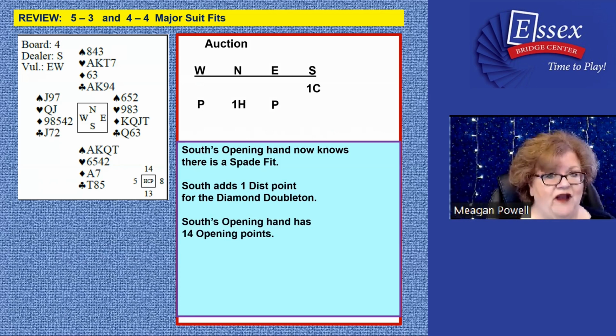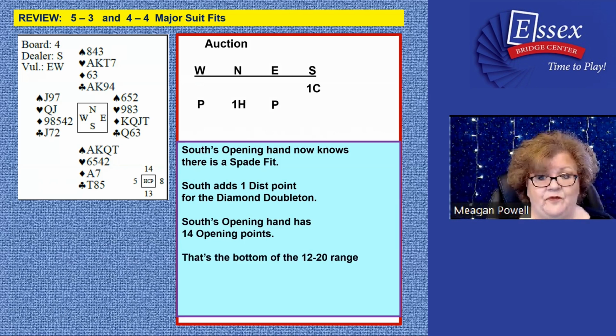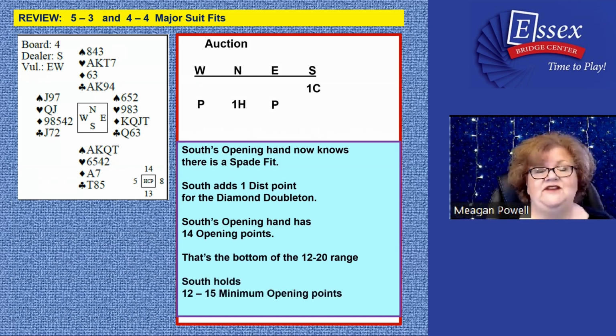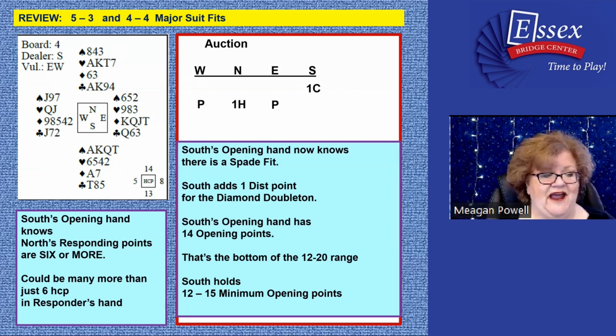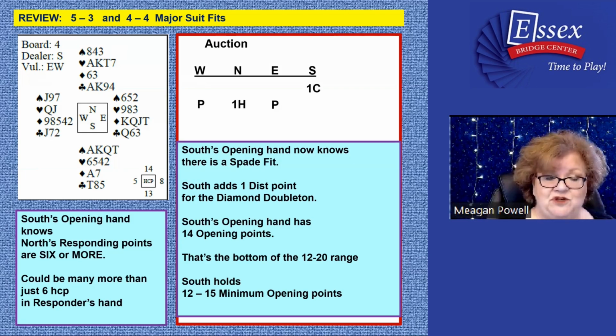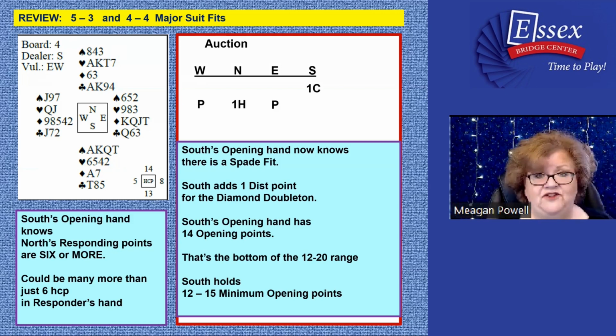Now, in the 12 to 20 range, that's near the bottom. When you look at the 3 segments in the 3rd column of your purple sheet, 12 to 15 is a minimum opening amount of help. South, you know that North's responding hand has 6 or more high card points. That's what she was supposed to have to change the auction to 1 heart. But you don't know how many high card points North actually has. She could have 6. She could have a whole lot more.